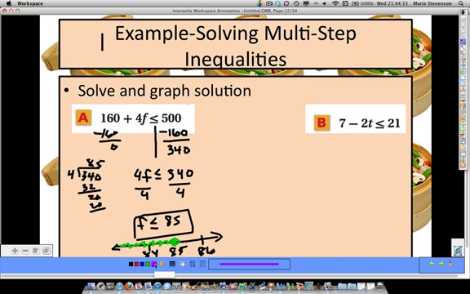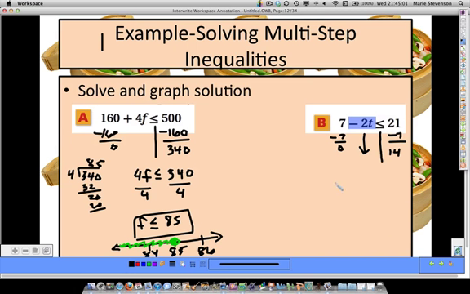Okay, now we're going to move on to the other one. So, example B, same thing. We're going to start by moving the constant, the 7, because it's on the same side as our variable. So minus 7, minus 7. 21 minus 7 is 14. Bring this down. Now be very, very careful here. That is a negative 2t we're bringing down. Not just a 2t, a negative 2t.